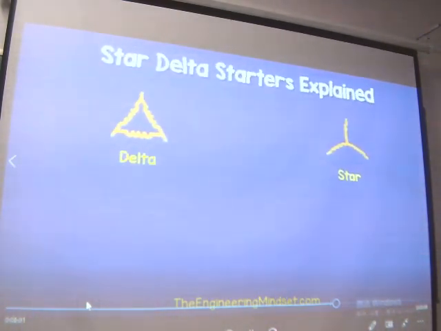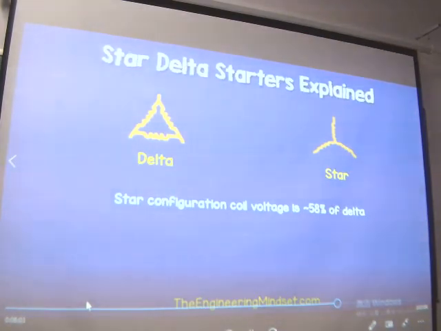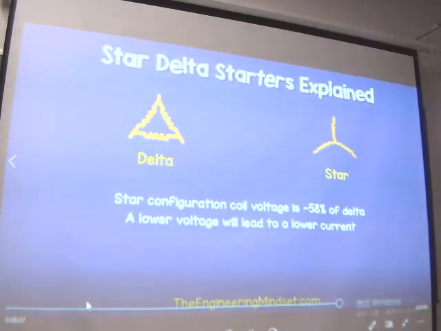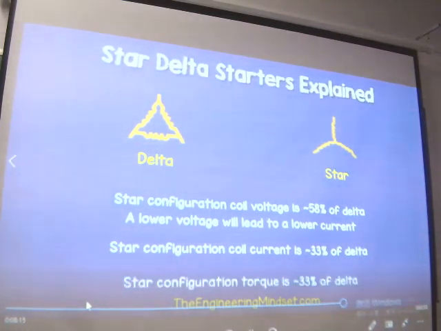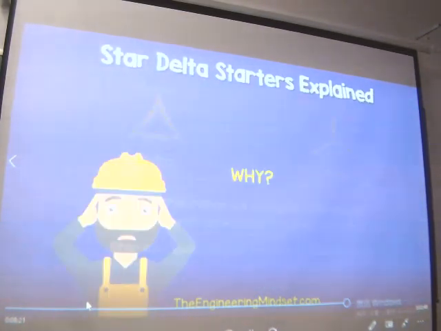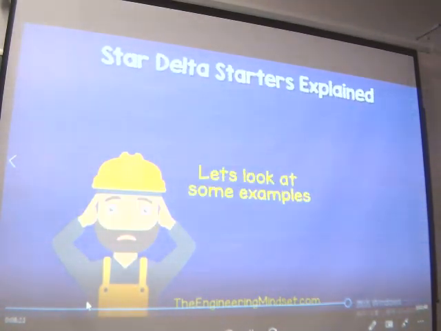The star configuration will reduce the coil voltage to around 58% compared to the delta configuration. A lower voltage will lead to a lower current. Current in the coil while in star configuration will be around 33% of the delta configuration. This will also lead to a reduction in torque. The star configuration torque will also be around 33% compared to delta. So let's look at a simplified basic example of what's happening here to understand it further.